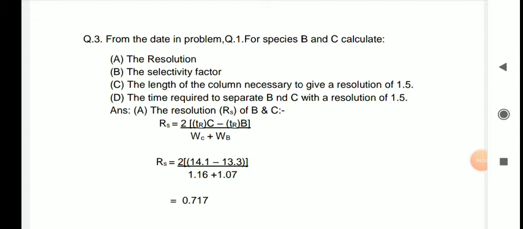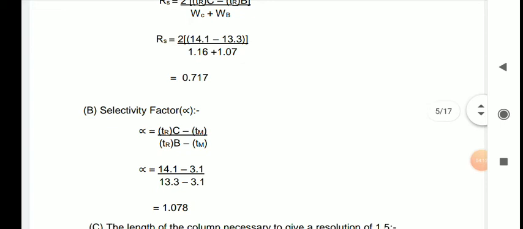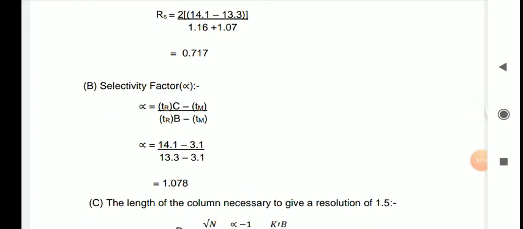In the C part we have to calculate the length of the column necessary to give a resolution of 1.5. The B part of the problem is the selectivity factor. Selectivity factor is TRC minus TM upon TRB minus TM. Substituting the values, we get 14.1 minus 3.1 upon 13.3 minus 3.1. So this alpha value comes out to be 1.078, which is also not pretty good.